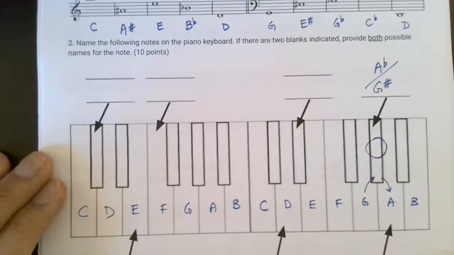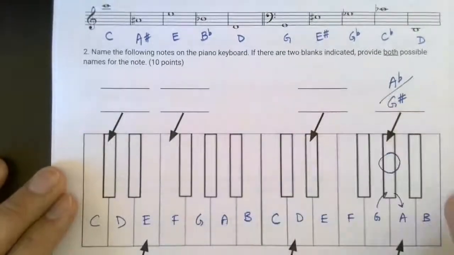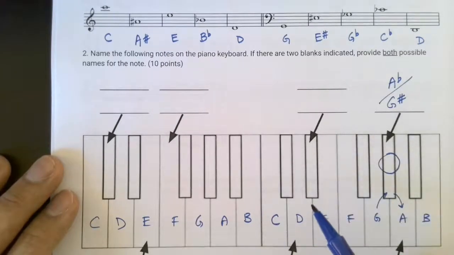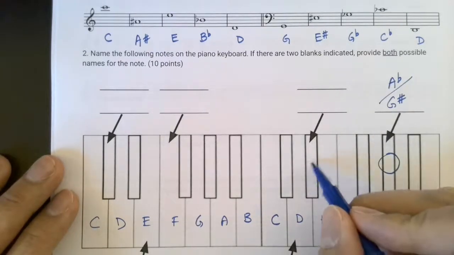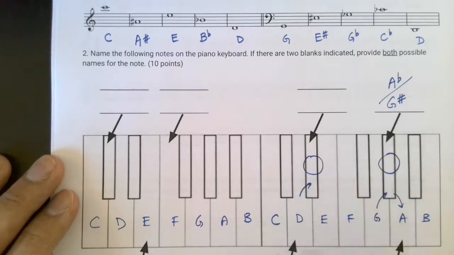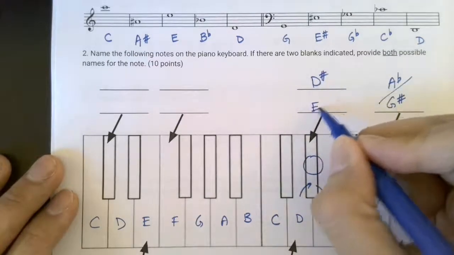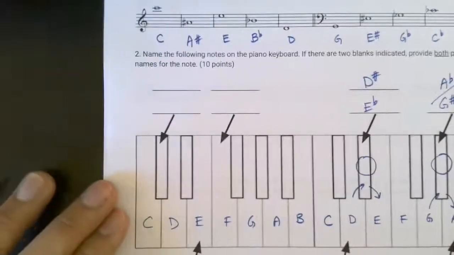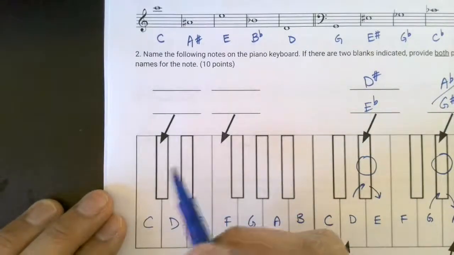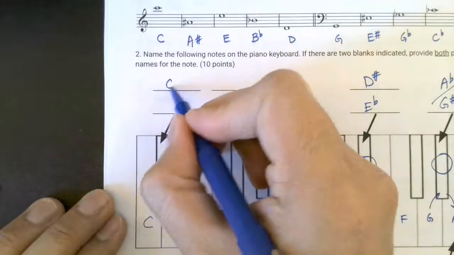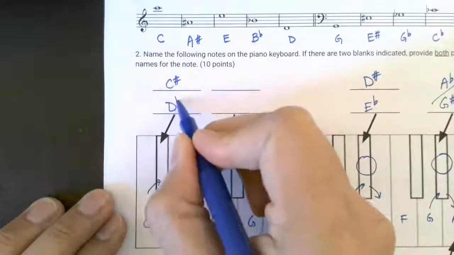Now the remaining blanks here have 2 blanks, which means that I'd like you to give me both of the possible note names. This one is similar to the one that we just went over. This key here is a half step above D, and also a half step below E. So we can call it D sharp or E flat. This one right here is a half step above C and a half step below D, so this can be called C sharp or D flat.